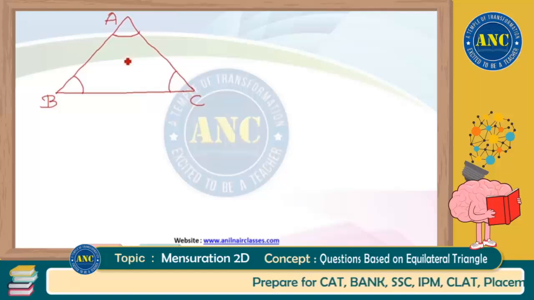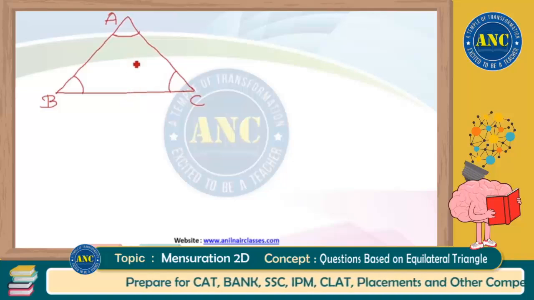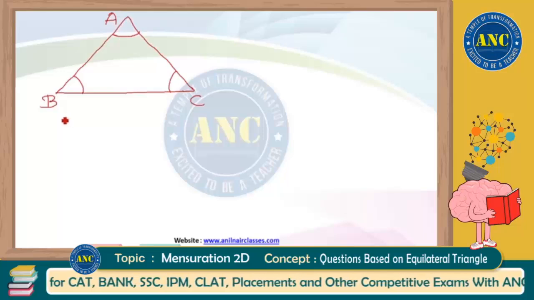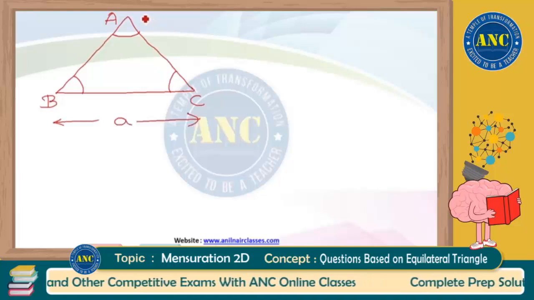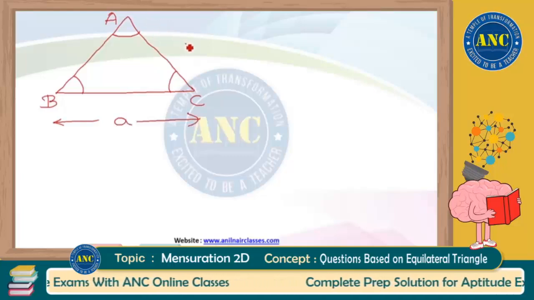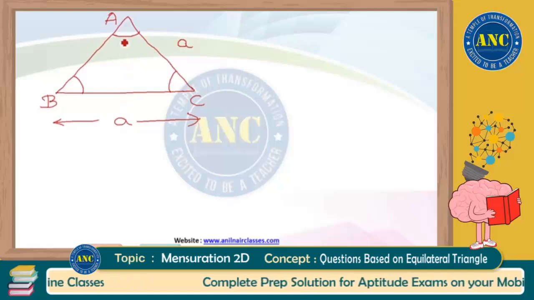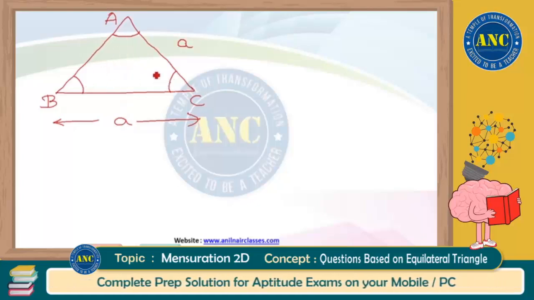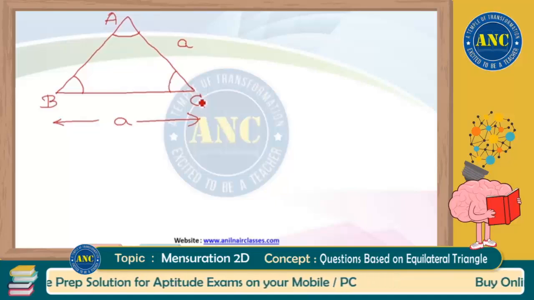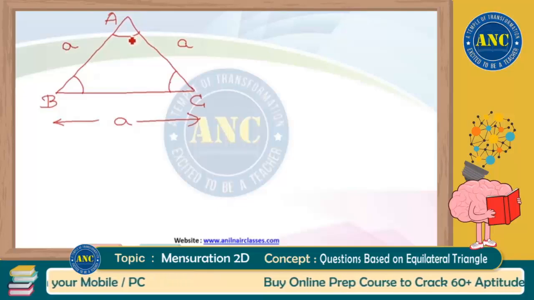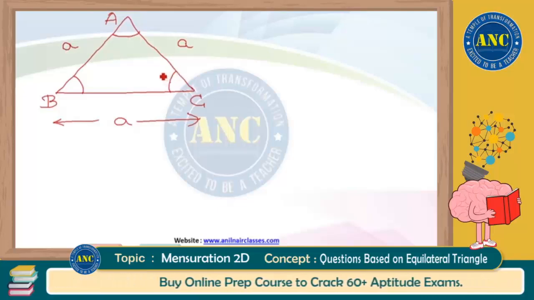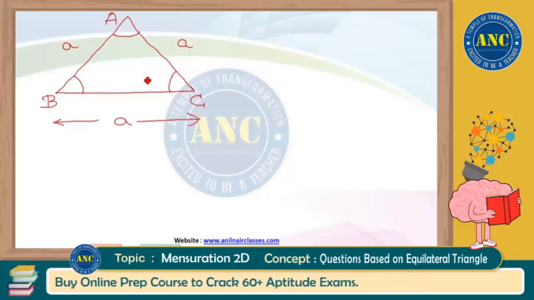Now, if the angles are the same, the sides will also be the same. Opposite to angle A, I will call it small letter a. Opposite to angle B, I will call it small letter b, but that b will be equal to a because angle A and angle B are the same. Opposite to angle C, I will call it small letter c, but again c will be equal to a because angle A and angle C are the same, right? I hope you are understanding the logic. That means an equilateral triangle is a triangle where all three sides are the same and all three angles are the same.